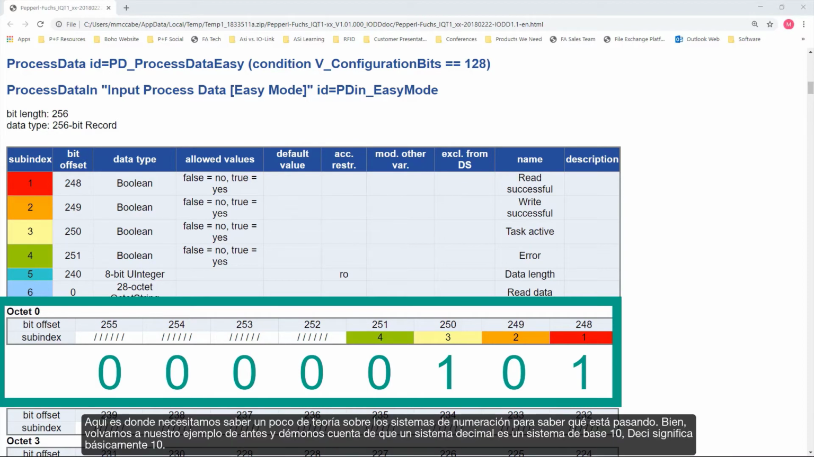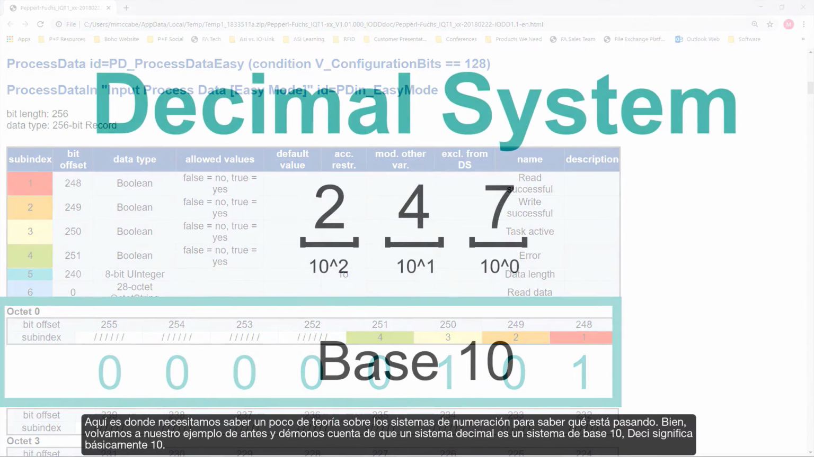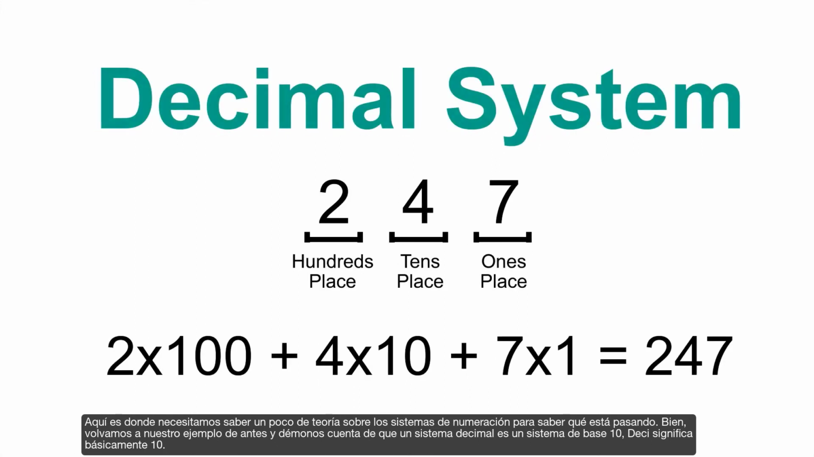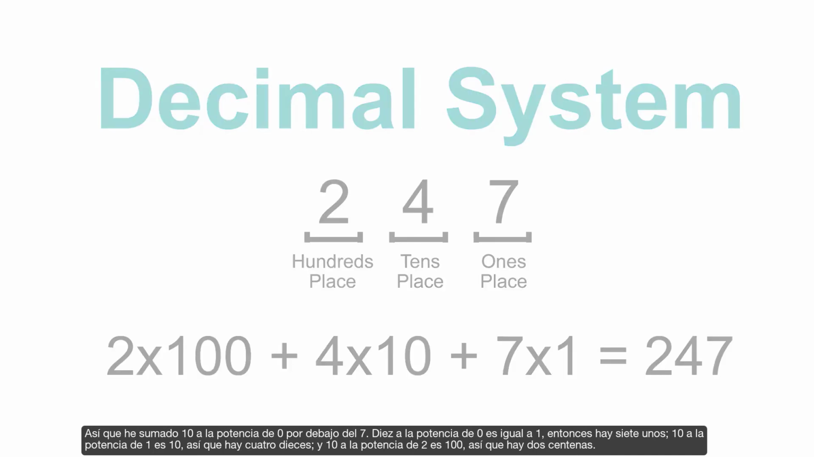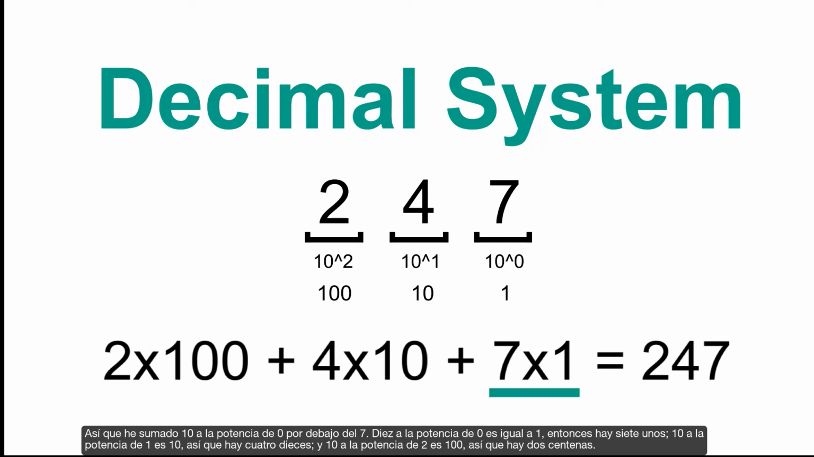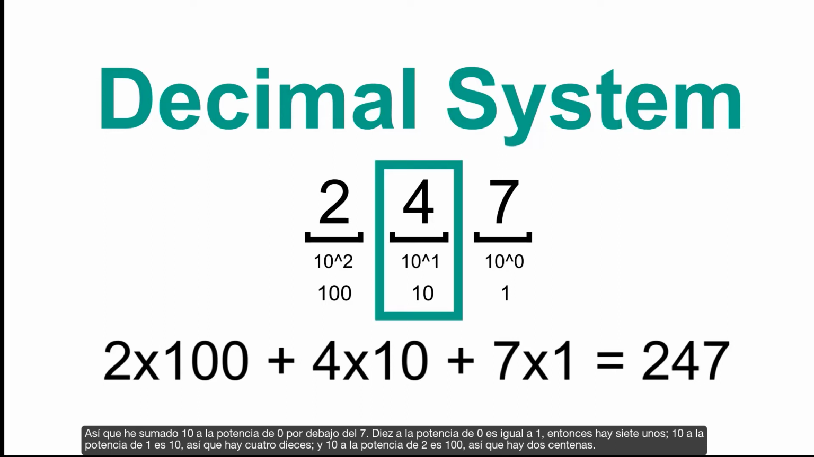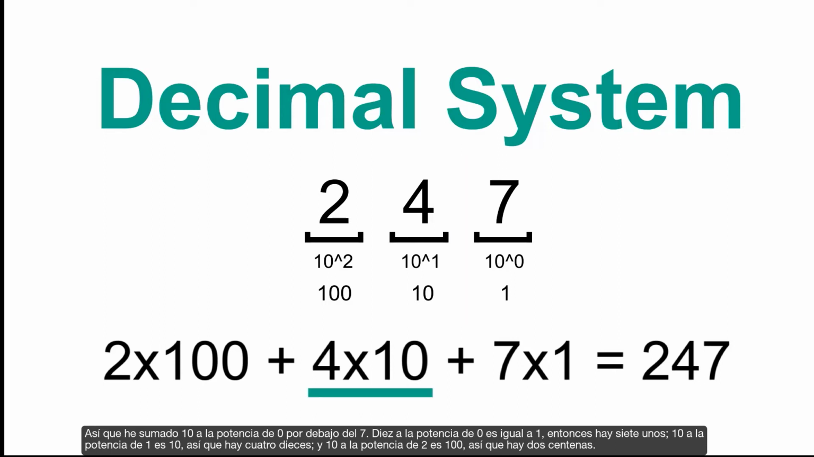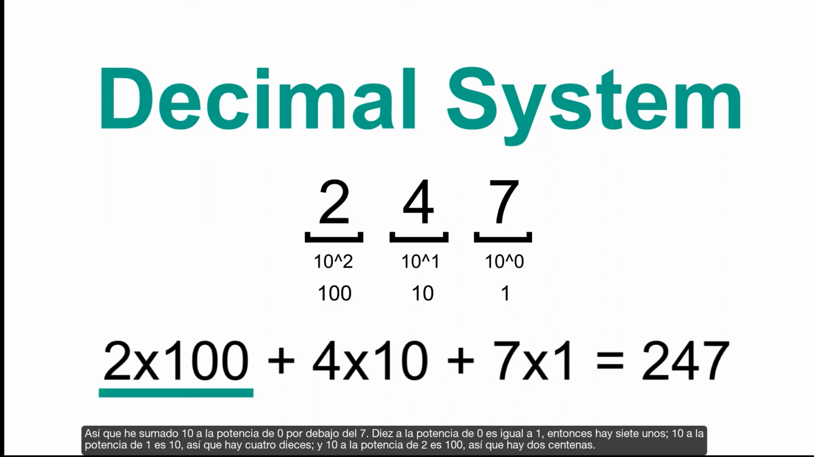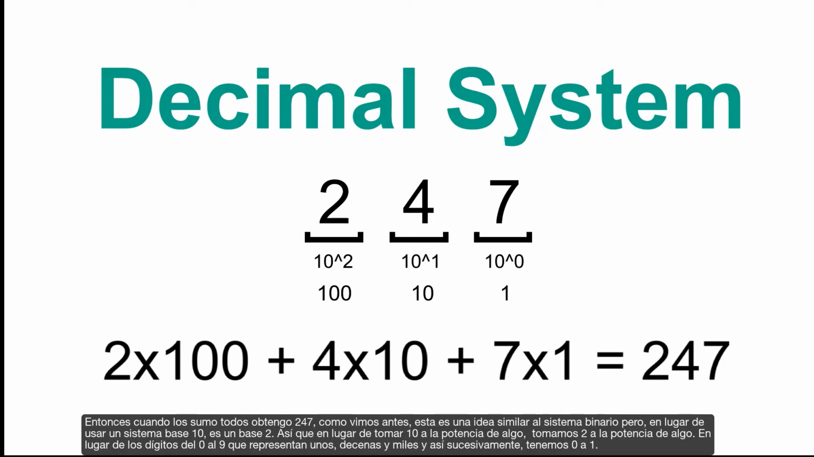This is where we need to know a little bit of theory about numbering systems to know what's going on. Let's go back to our example from before and realize that a decimal system is a base 10 system. Deci basically means 10. So I've added 10 to the power of 0 below the 7. 10 to the power of 0 is equal to 1. So there are 7 ones. 10 to the power of 1 is 10, so there are 4 tens. And 10 to the power of 2 is hundreds, so there are 2 hundreds. So when I add them all up, you get 247, just like we saw before.